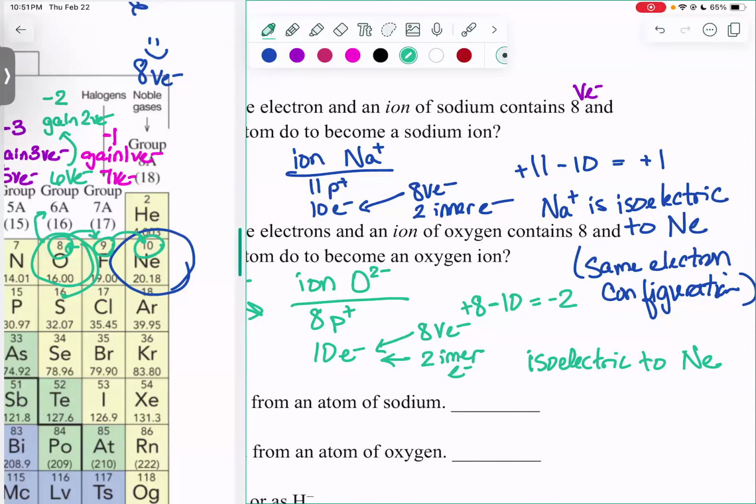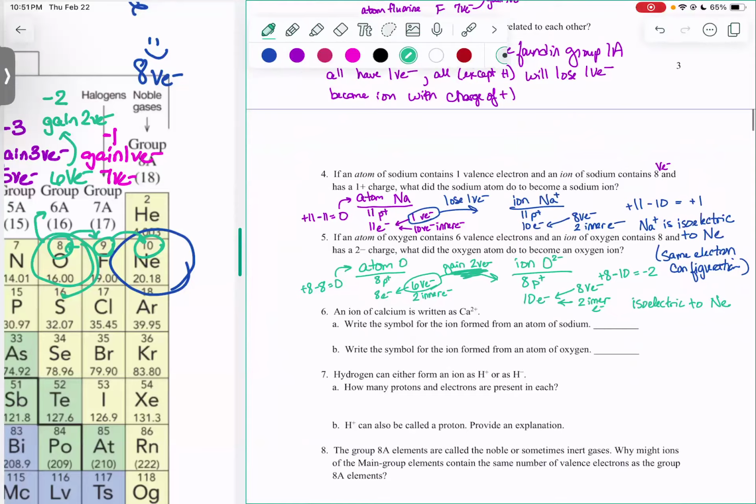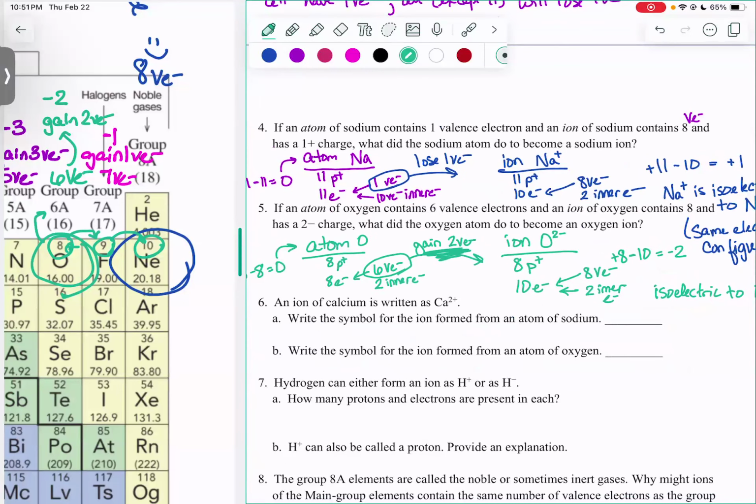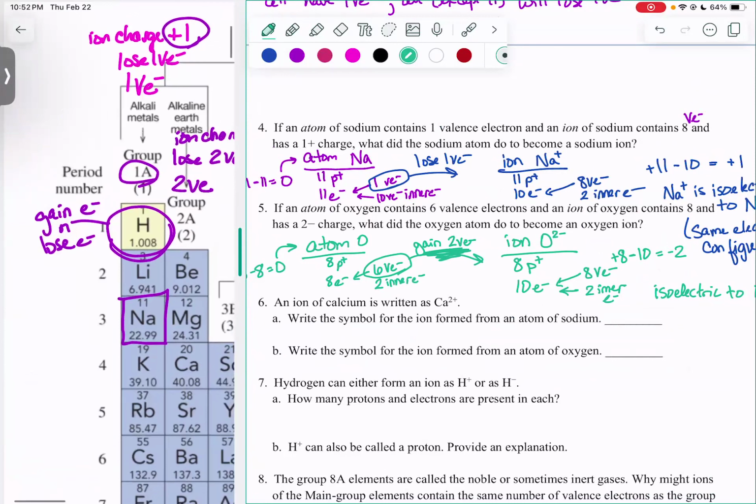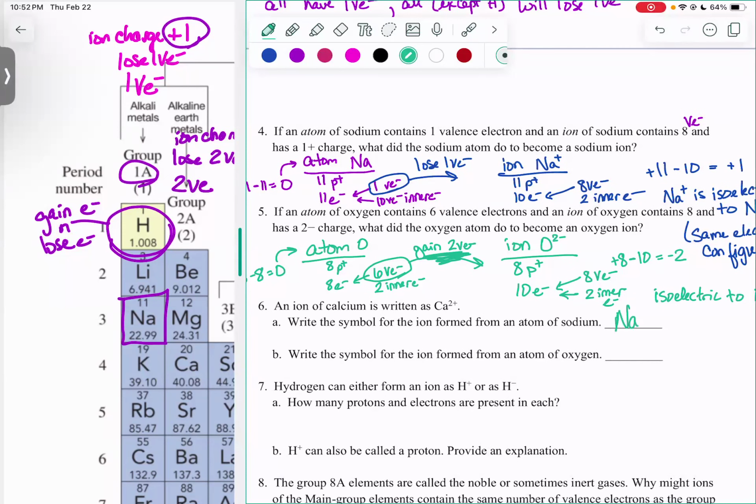Okay. So you have to just do lots and lots of these. An ion of calcium is written as Ca2+. Write the symbol for the ion formed from an atom of sodium. So sodium, if I look on the periodic table, come on all the way over here. We've already circled sodium. Sodium has done what? Its 1 valence electron is lost, and we make an ion that has a charge of +1. So we put the symbol Na, and we put a plus because it has a charge of +1. Write the symbol for oxygen, O2-. That's what we already did.